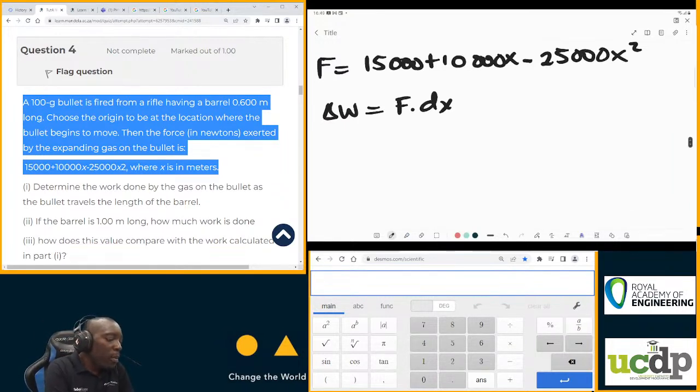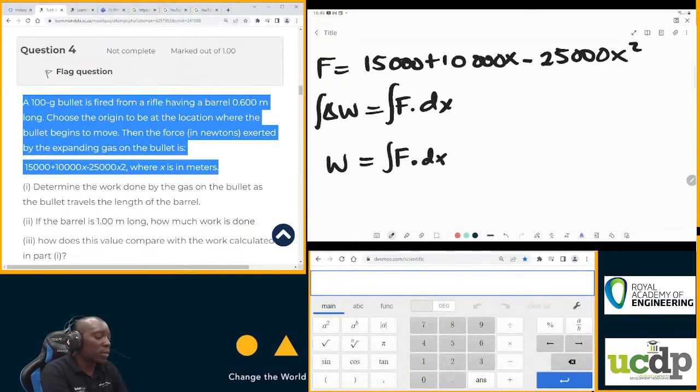So what that would mean is if we want w here, we have to integrate these two expressions such that the integral of delta w will give us w, and this will give us f, or the integral of f dx with respect to x from 0 to x. Those are the limits.